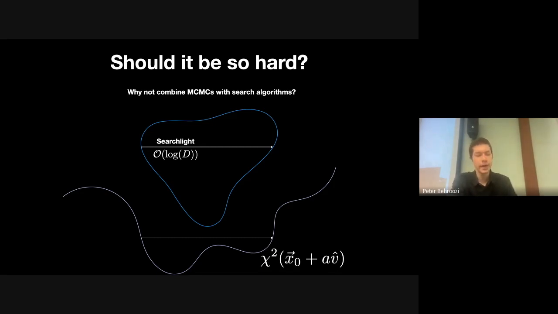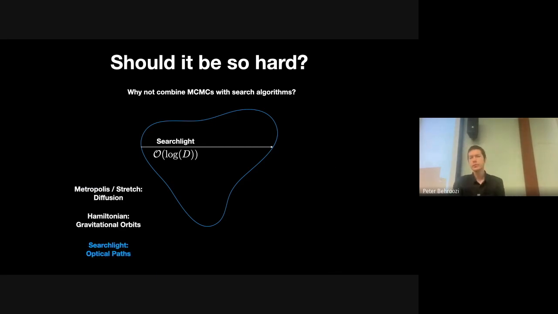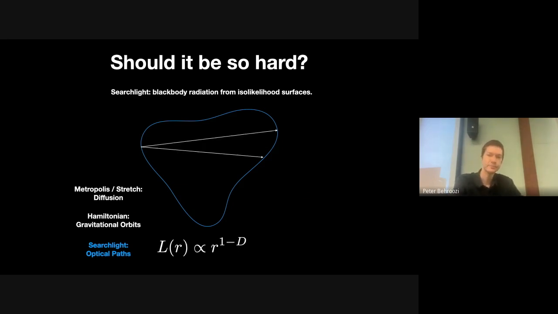Okay, so I mentioned before that we can connect many different MCMC algorithms to physical processes. A random walk is like diffusing through space. A Hamiltonian MCMC is like taking gravitational orbits through a potential well. Searchlight, this new algorithm, is like black body radiation from a surface. And if you make the connection with optics, in particular Hamiltonian optics, then you see a lot of properties that make the proofs that it works as an MCMC algorithm a lot simpler.